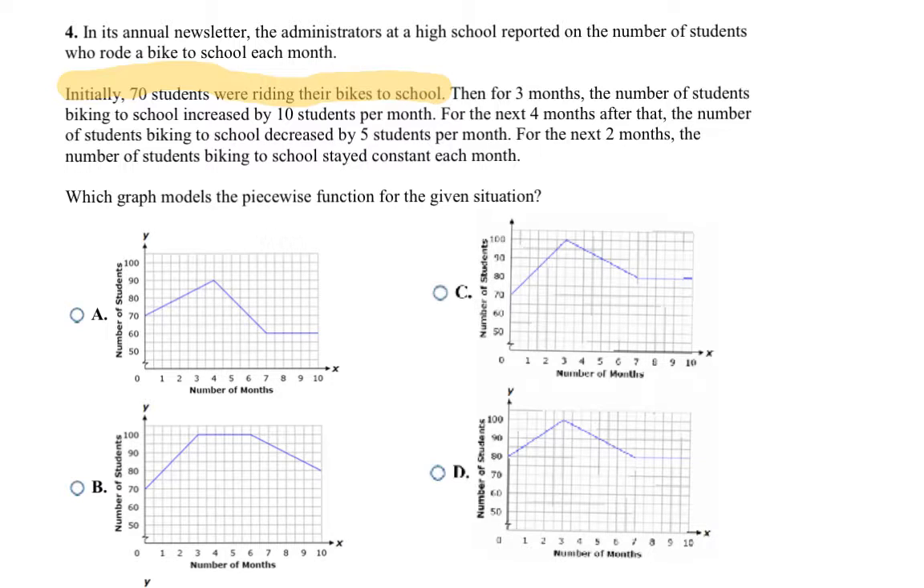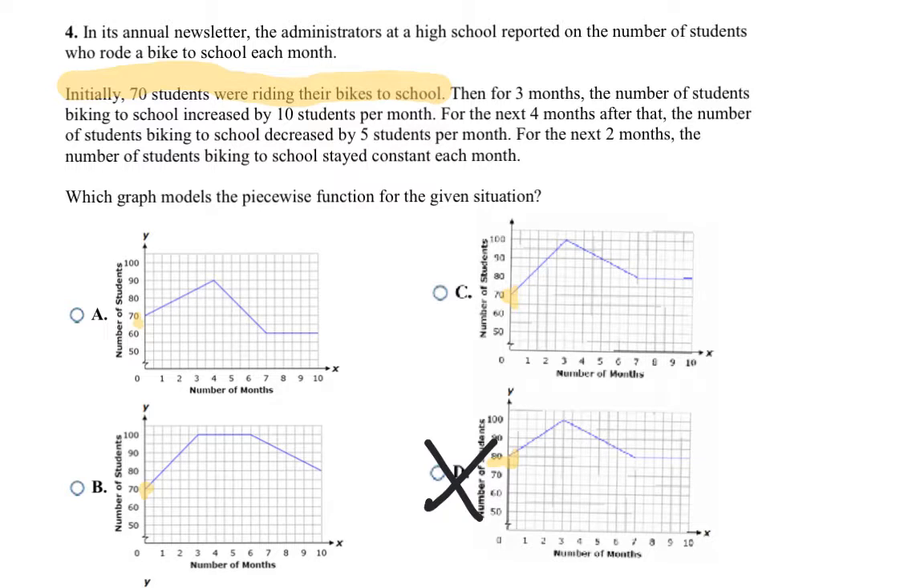So here A starts at 70. And you're looking for it starting at 70 on the y-axis because it's 70 students, and students is your y-axis. So A starts there. B starts at 70, C starts at 70, D starts at 80, so it can't be D. So I'm going to go ahead and cross D out.